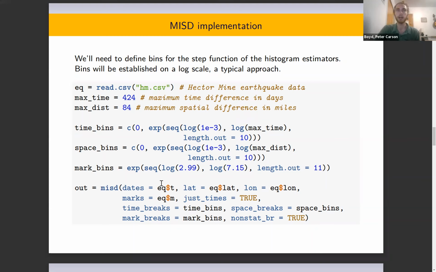And so we'll input the times at which they occurred, the locations in lat and lon, and the magnitude. The times of these events are all recorded as the time elapsed since the initial event, or since the beginning of the catalog. So we'll specify these as being just in terms of times rather than in a time date format. And then we input our bins as defined above. And finally, we'll let our background rate be non-stationary such that it can vary over the entire spatial domain.